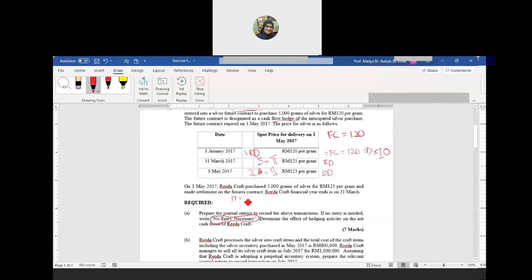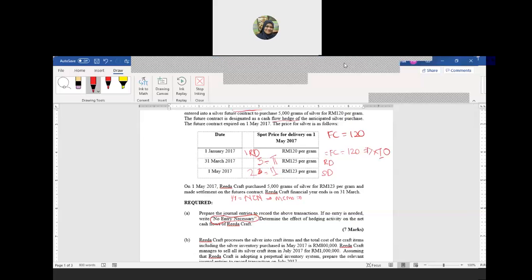So just put it here as no entry necessary, and then you only need to provide a memo. So memo saying that you enter the contract to purchase 5,000 grams of silver at the price of 120. So you just write a memo. So that is what you have.